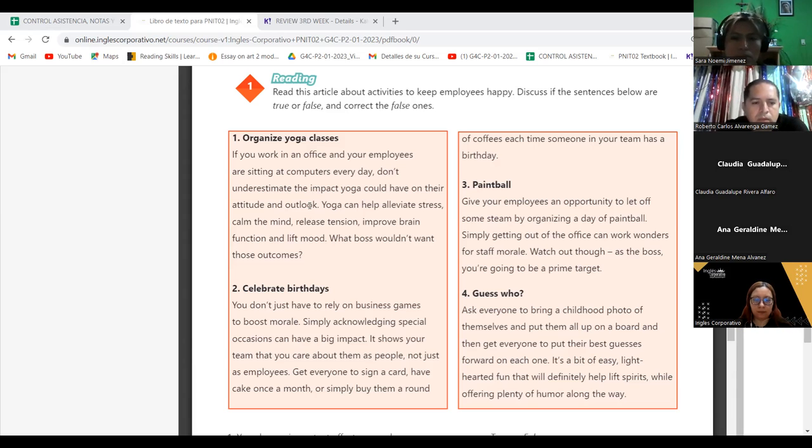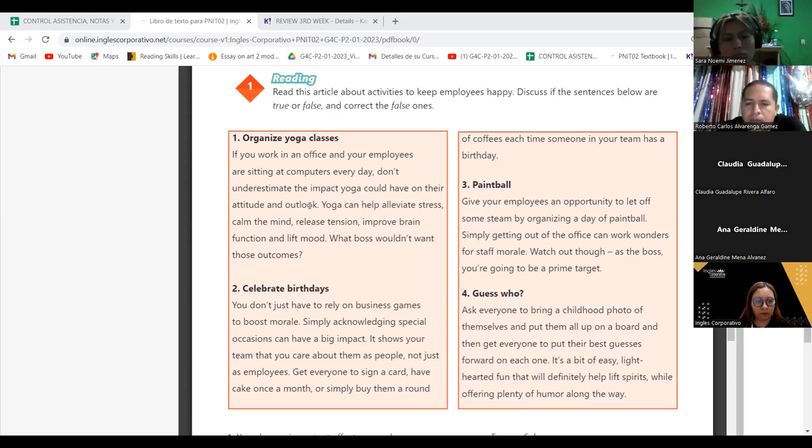Paintball. Give your employees an opportunity to develop the off some time by organizing a day of paintball. Simply getting all the office together can work wonders for staff morale. Wash out the... as the boss, you are going to be a prime target.